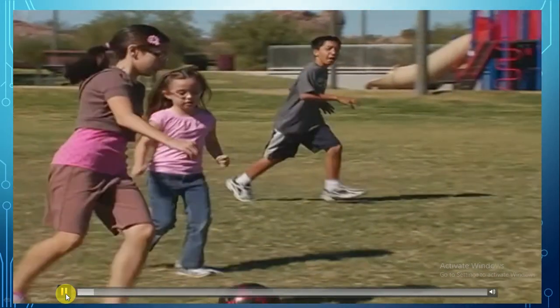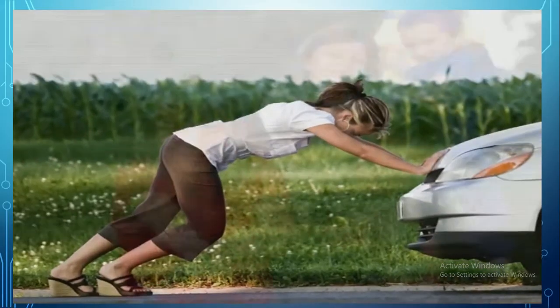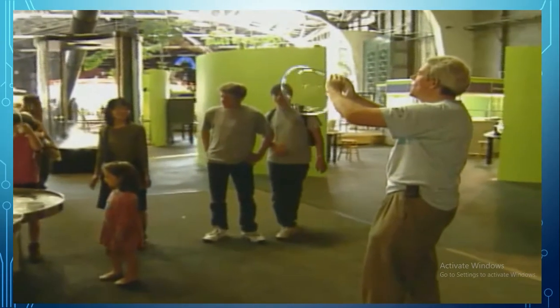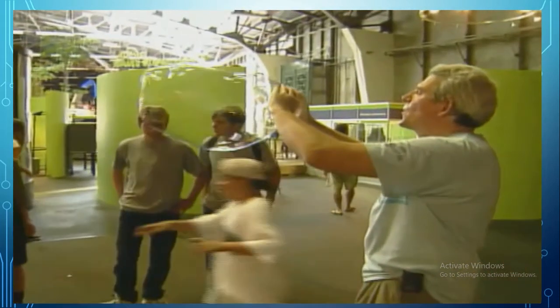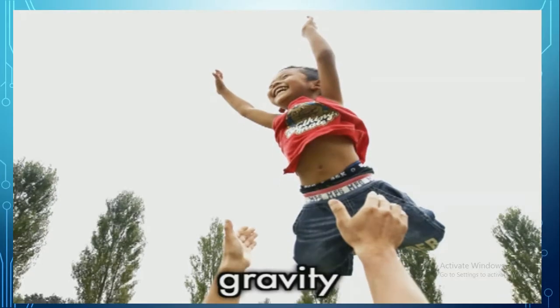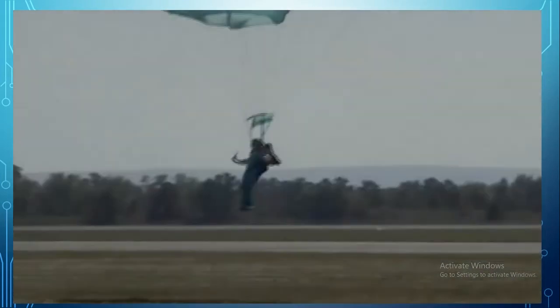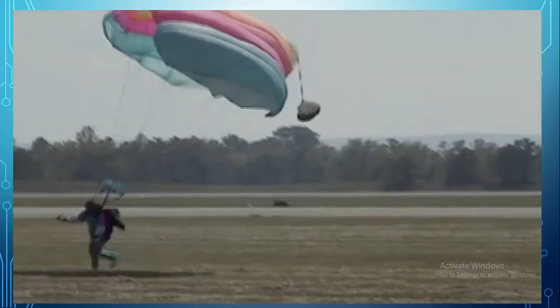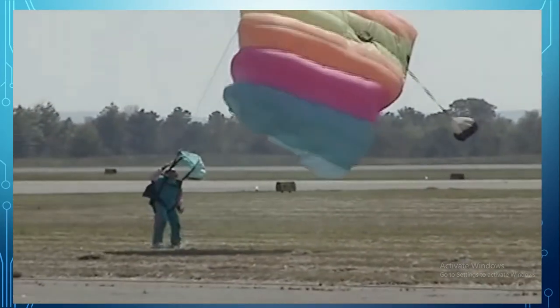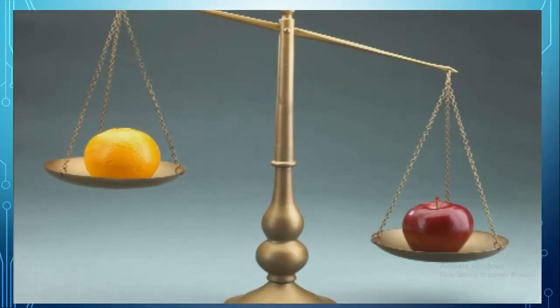There are different forces acting on people all the time. A force is any push or pull. Some forces affect an object without touching it. These are called non-contact forces. Gravity is a non-contact force that pulls objects toward one another. For example, these skydivers are being pulled towards the Earth's center by gravity. Without gravity, they would just float in the sky. The pull of gravity is also what gives an object its weight.